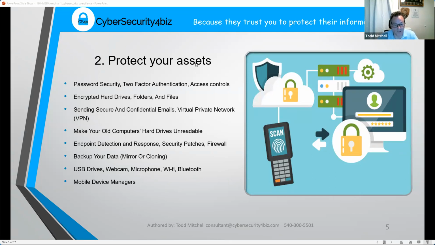USB drives, you don't want to pick up some USB drive that somebody left laying around and put it into your computer, because it may have malware on it.